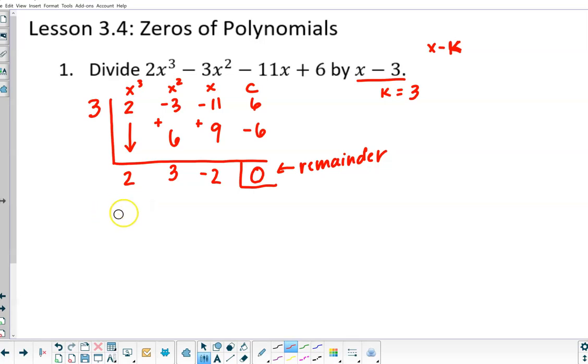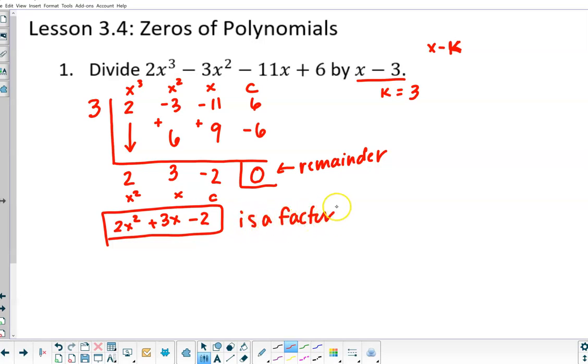Okay, so we're going to write our quotient down. So remember, that's the remainder, and then this is the constant, this is the x, and this is the x squared. So we have 2x squared plus 3x minus 2. There is no remainder, so I don't have to put a plus a remainder. So this is my answer. That means that that is a factor of the original polynomial, and also x minus 3 is a factor.